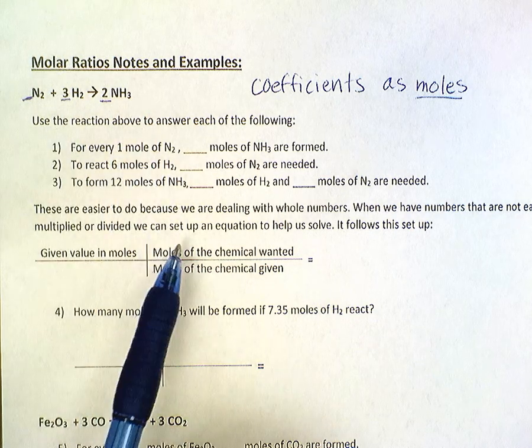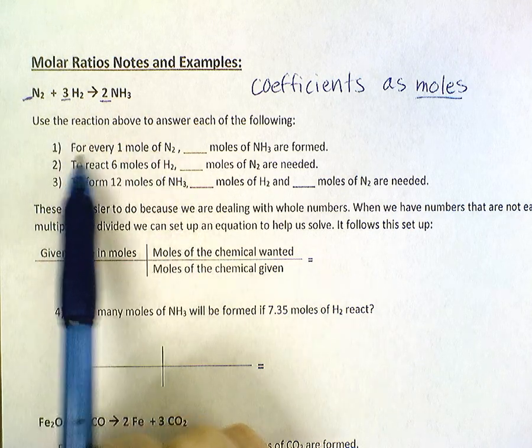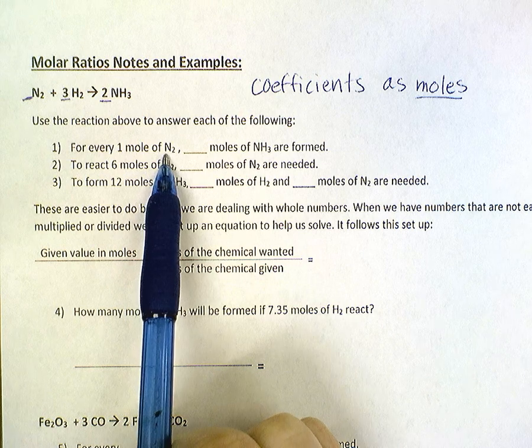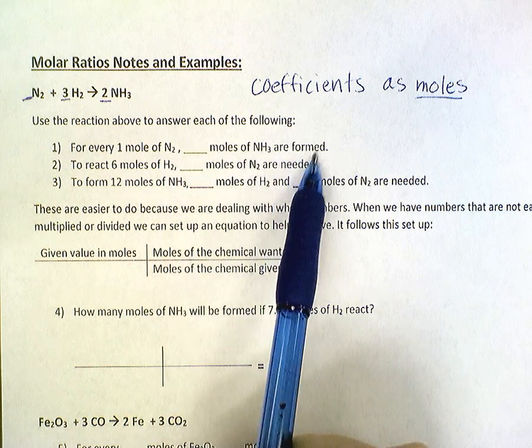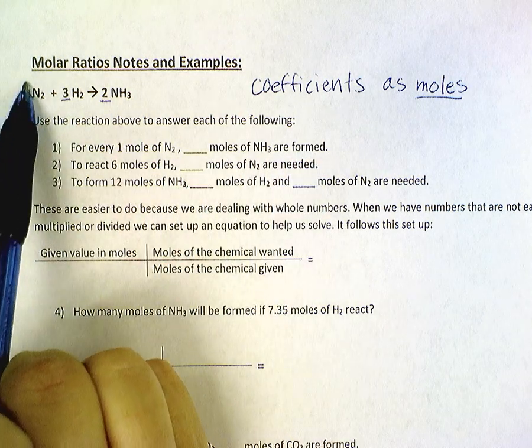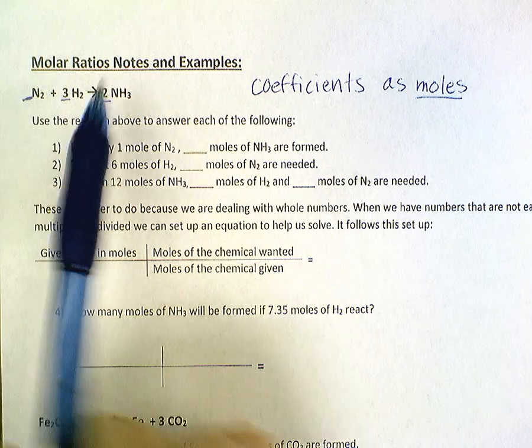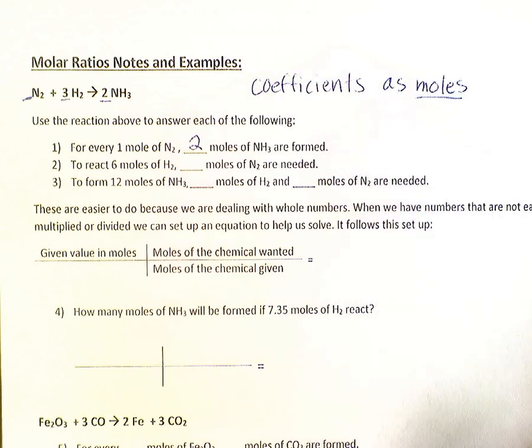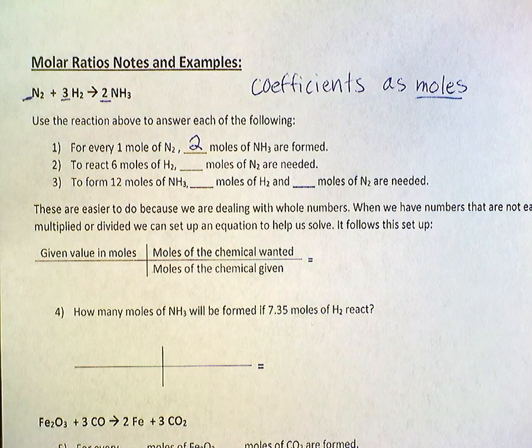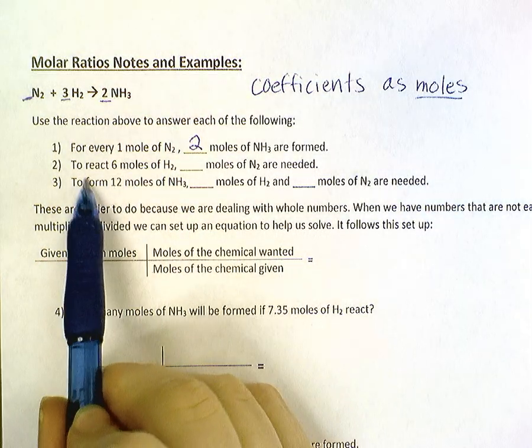So it says use the reaction above to answer each of the following. For every 1 mole of nitrogen, N2, blank moles of ammonia are formed. So we look at our reaction here. For every 1 nitrogen, we are going to make 2 moles of ammonia. Okay, so that is our ratio. We're just kind of thinking through some ratios here.